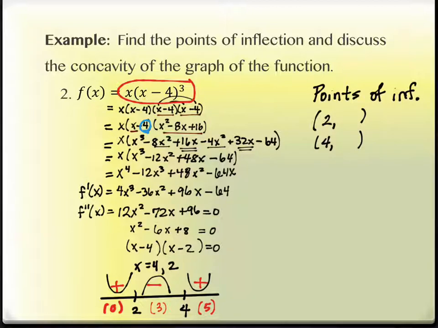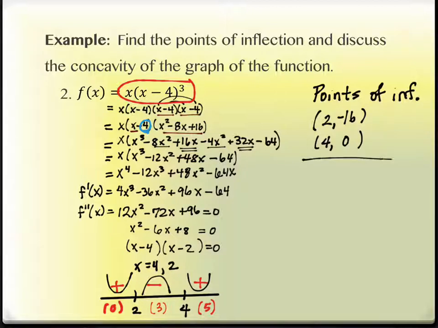See, I don't think my answer on my paper is right, actually. So 2 and negative 2 cubed. I think negative 16 sounds right. I don't know why that's in red. Let's try it again. And then how about when I plug in the number 4? That one's 0, yeah. So I have points of inflection at (2, negative 16) and at (4, 0).